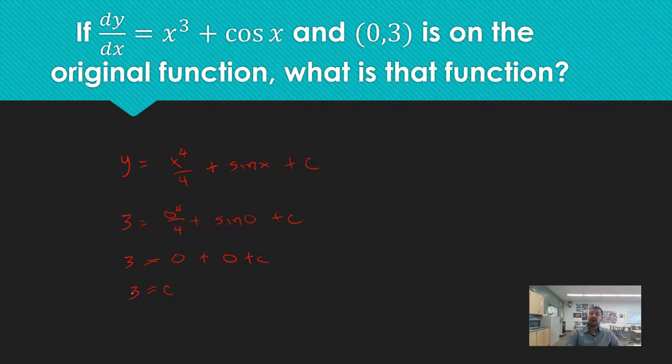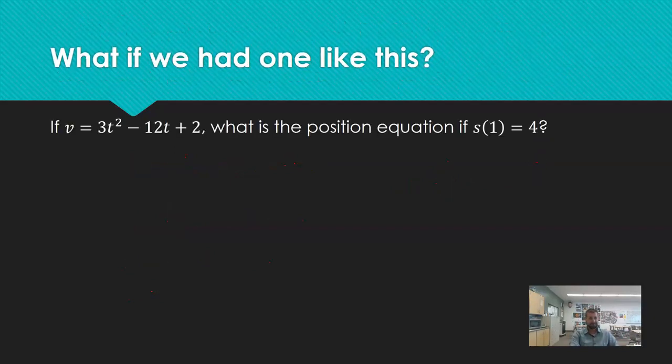Now again, we are not looking just to find out what c is. I want to know what the original function was. So the last step on these problems is to take that c and put it back into my equation. Except it's not c, it's supposed to be 3. And that is your final answer. The original function is x to the fourth divided by 4 plus sine of x plus 3.